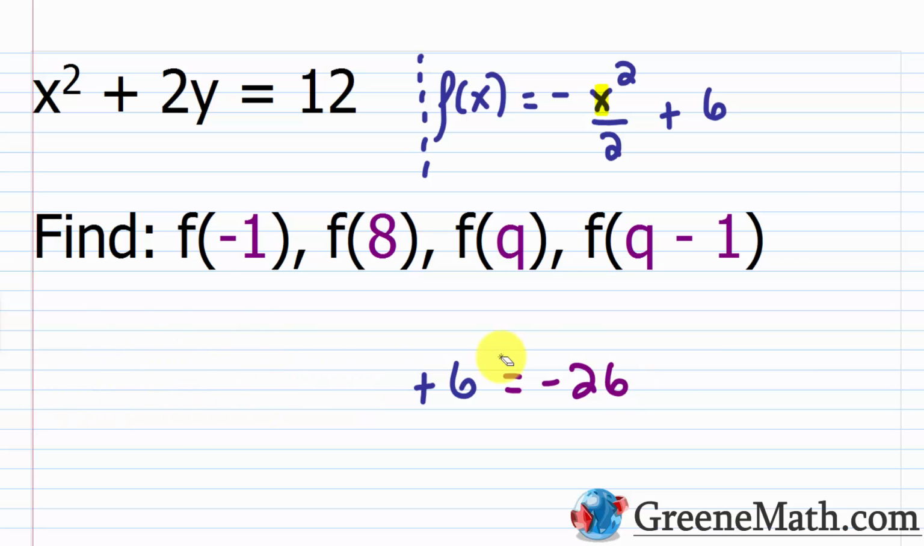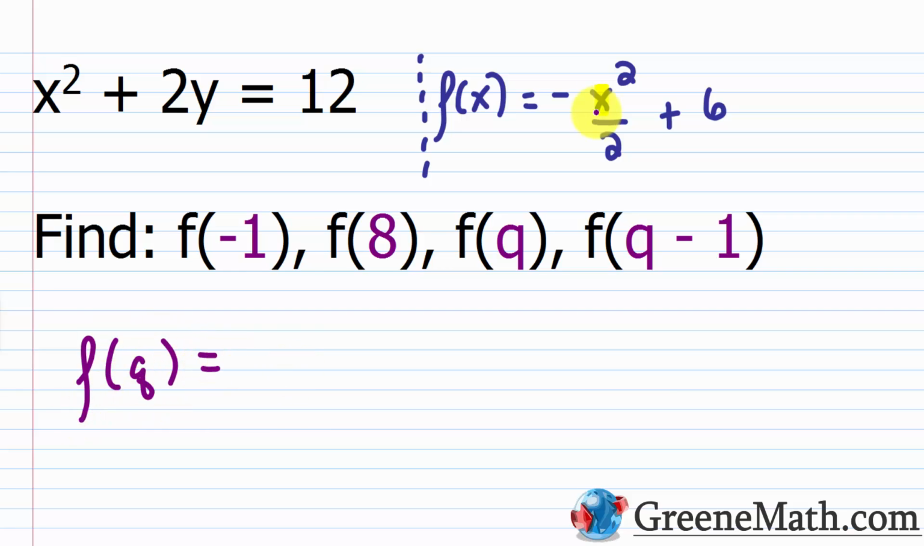All right, let's erase this. Now we have f of q. So f of q is equal to what? Again, wherever x is, just plug in the q. It doesn't matter that it's a different letter. You're just replacing x with whatever's inside of parentheses. So you're going to have negative of q squared over 2 plus 6. So that one's really, really simple.